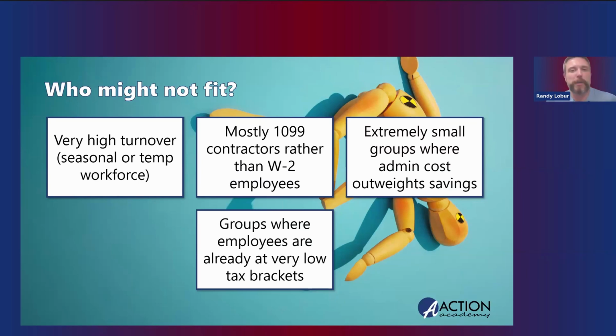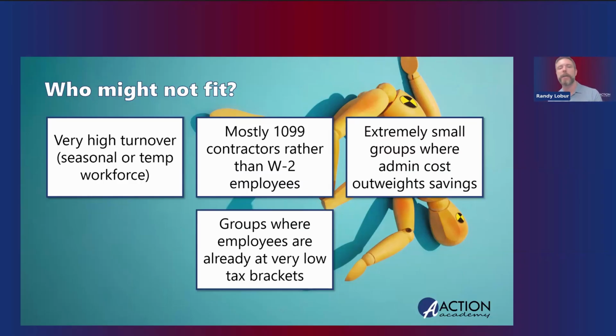If you have extremely small groups, as we run the numbers here, and I'll show you some costs in a moment, probably the threshold is somewhere between 4 and 5. Greater than 5, Section 125 can fit well, but if you have a micro group, like 2 to 4 W-2 employees, the admin costs might outweigh the savings in some cases. So be mindful of that.